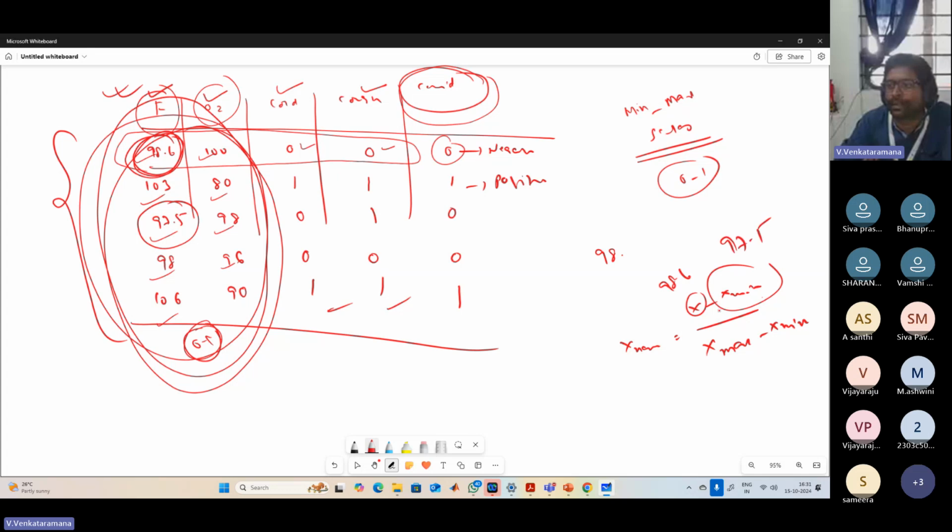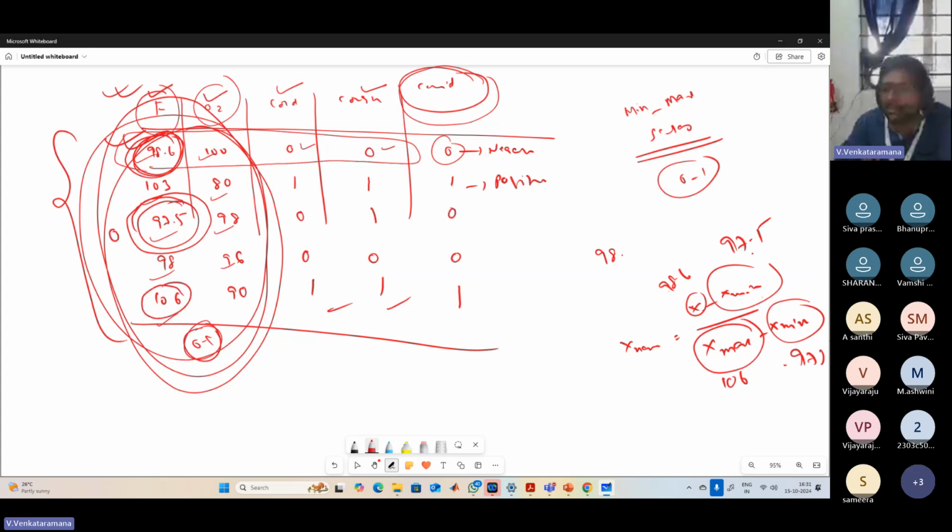So this is the 97.5. What is the maximum value, 106, minus what is the minimum value, 97.5. Now, whatever value you are getting, you can replace here. Suppose if 97.5 is coming, you write 97.5 here. 97.5 minus 97.5 is 0, so this value becomes 0.